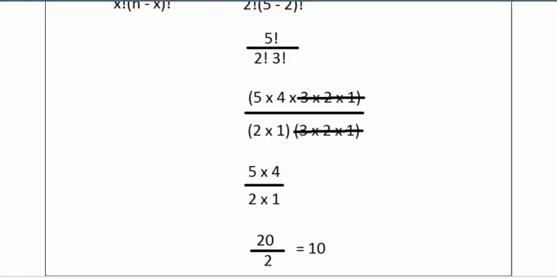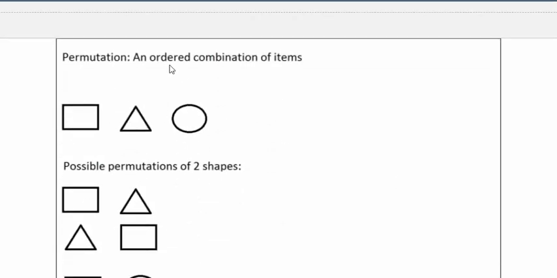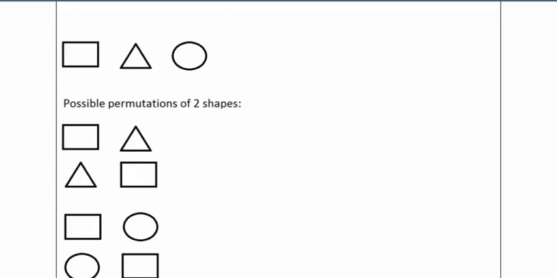So now let's talk about the definition of a permutation. A permutation is a certain type of combination. It's an ordered combination. So if we're selecting 2 shapes from these 3 shapes, these are the possible permutations.